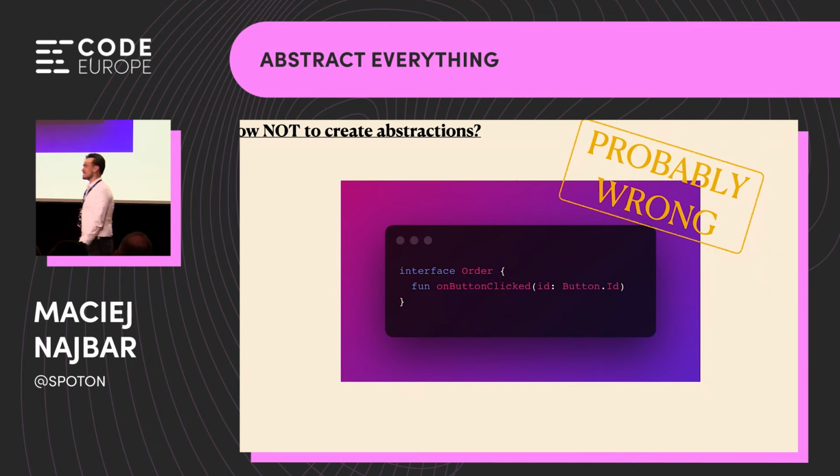Exactly. That's probably wrong, because it is up to us to define if something needs a contract or not. It's intuitive, isn't it? So if we want, for example, in the MVP architecture pattern, the view knows about the presenter and the presenter knows about the view, right? So we created this contract.